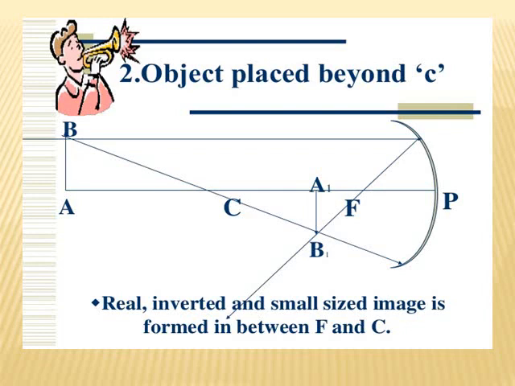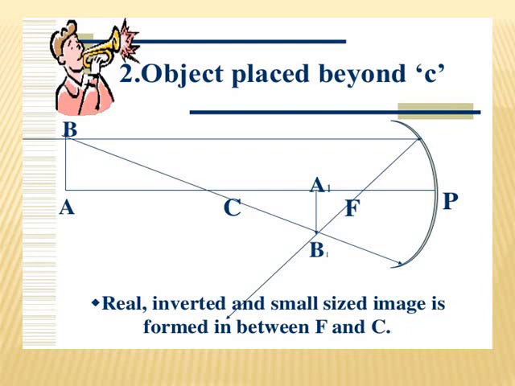First we have to draw the principal axis, then fix the points P, F and C. Now see the line AB. The line AB represents the object. Where is the object? It is beyond C, isn't it? So it is beyond C. That's why we call this position as the object is kept beyond C.